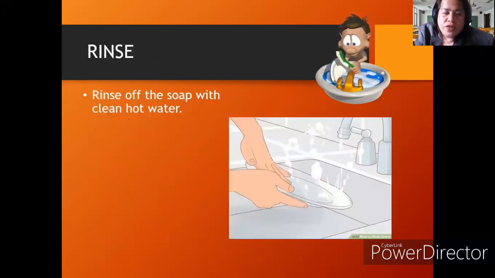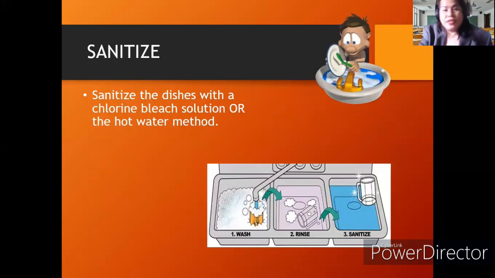Next, after washing, of course, we have to rinse. So rinse dishes very thoroughly in clean hot water. We want all the soap na matanggal. Let's say, for example, may ginamit tayong chlorine bleach solution. Medyo magkakaproblema kapag may sabon pa yung mga plato natin, di ba? Pwedeng malasahan natin yung mismong sabon sa plato o kutsara. That's why kailangan natin banlawan mabuti. Okay? And then, after natin mabanlawan, we have to sanitize it.